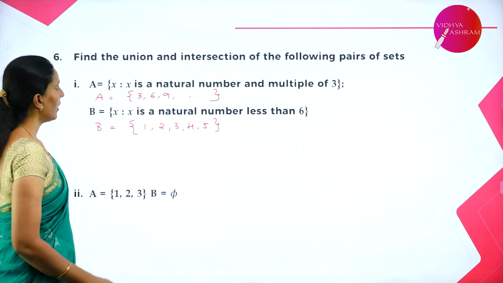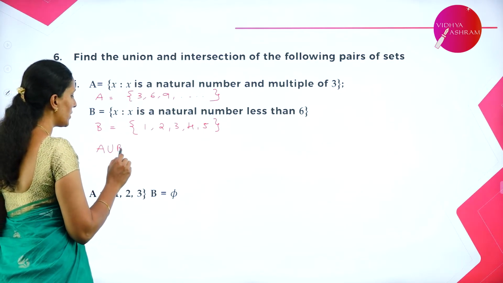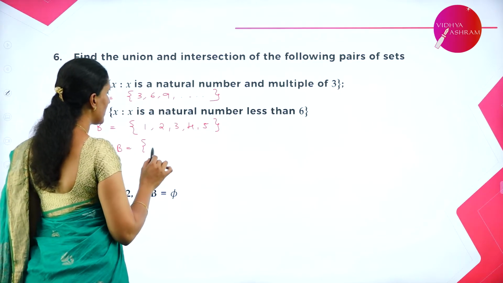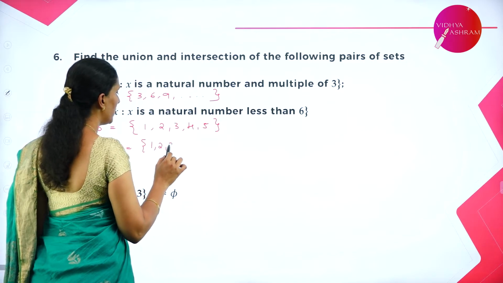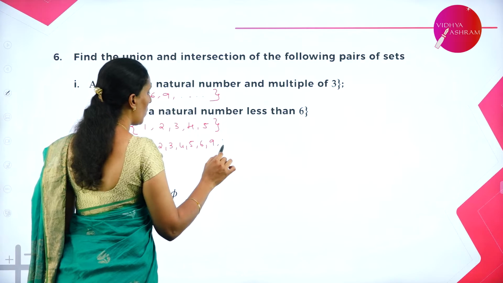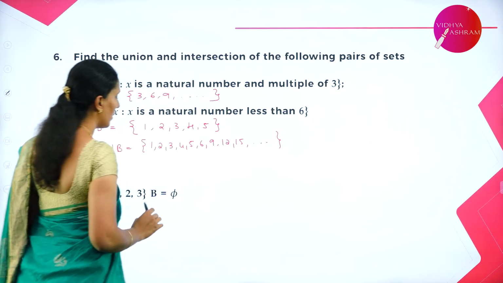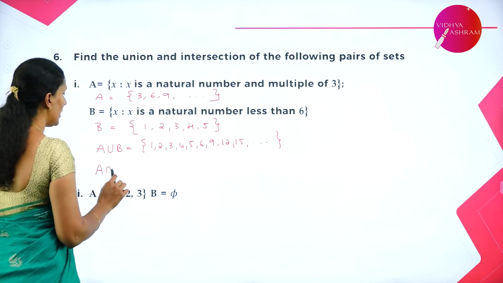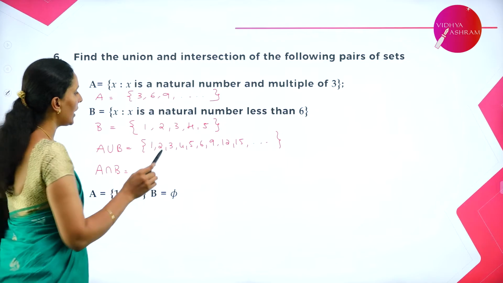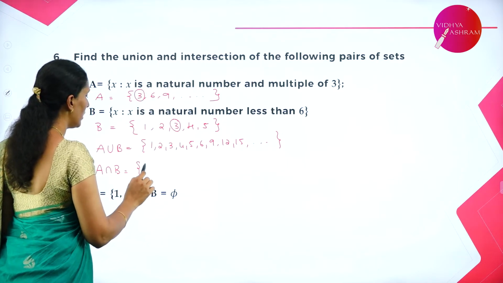Now we need to make the union of these two sets. When I make the union of these two sets, we need to write all the elements inside the set. That is 1, 2, 3, 4, 5, 6. Next there will be only the multiples of 3. So intersection, A intersection B means I need to write only the common elements. The only element which is common in both is 3. So therefore here it is 3.